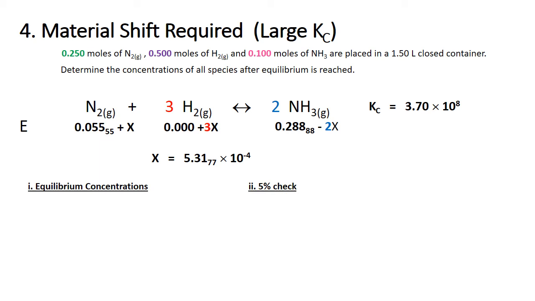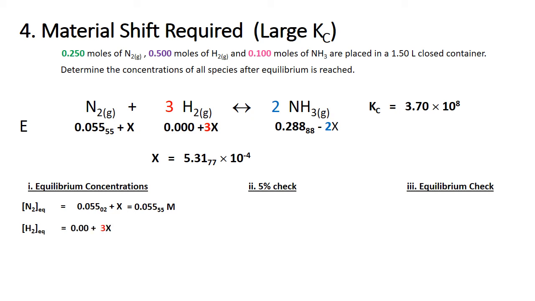check the 5% rule to make sure that our assumption about x equal to 0 is legitimate, and then finally use our equilibrium concentrations to determine whether they're correct or not by substituting into the law of mass action. So let's look at these equilibrium concentrations. The concentration of nitrogen at equilibrium is given by 0.055 plus x, and if we take our value of x and add that to 0.055, we get a slight increase in the amount of N2 as this reaction shifts to the left.